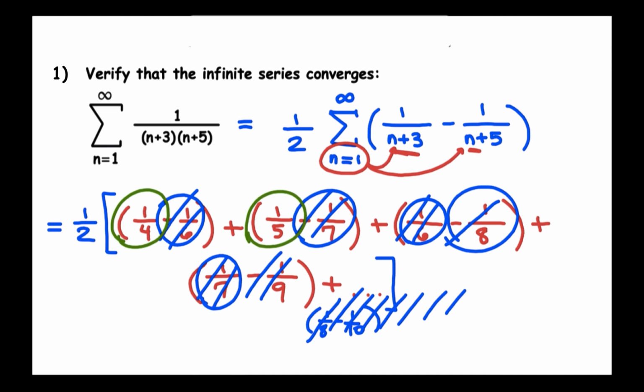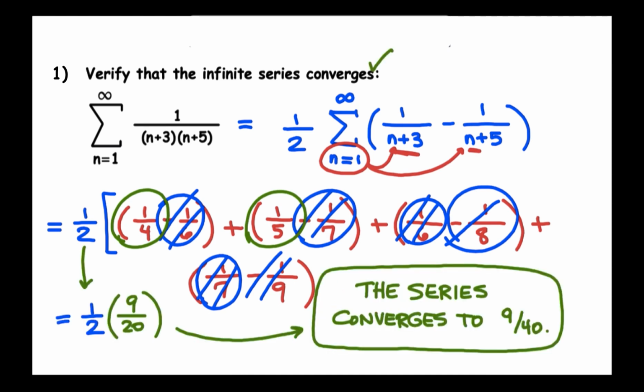This thing went all the way out to infinity, but because of all the canceling, it retracted down to like 2 terms, 1/4 plus 1/5. That's why we call these things telescoping series, with all the canceling. Well, 1/4 plus 1/5, if you get common denominators on those, it's going to end up adding up to 9/20ths. Which makes the final answer 9/40ths.